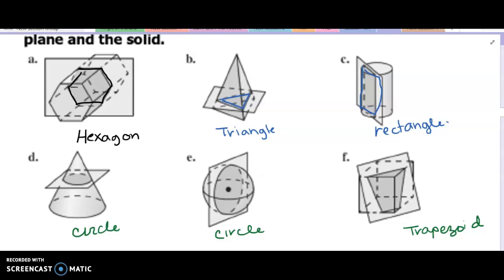All right, so D and E should have been pretty easy. Both of those were circles, and then F might have been a little bit harder. So when we do that, we would get this shape right here. And because the bases are parallel, that would be a trapezoid.